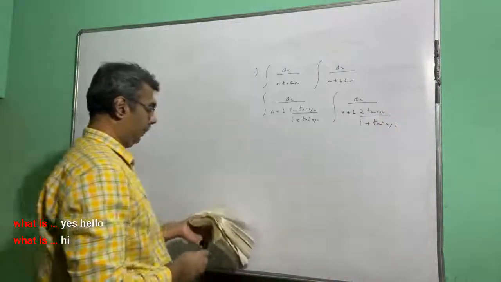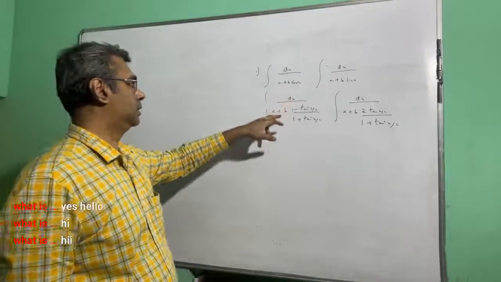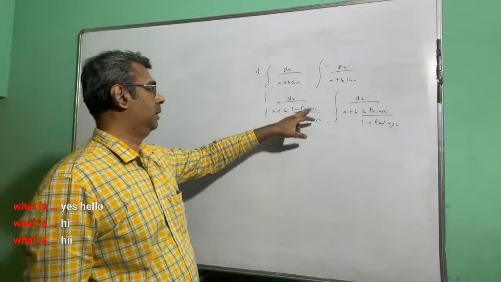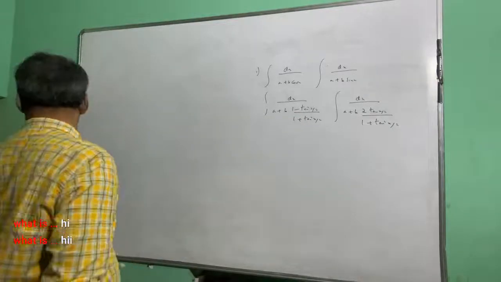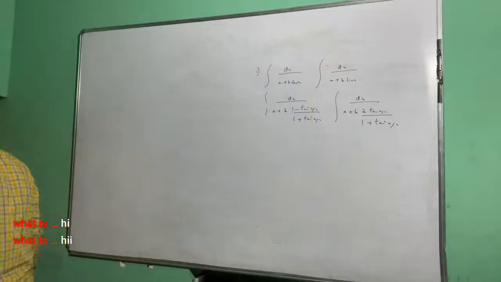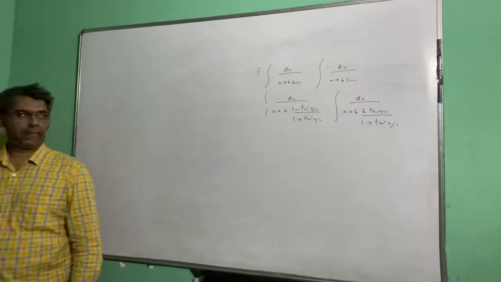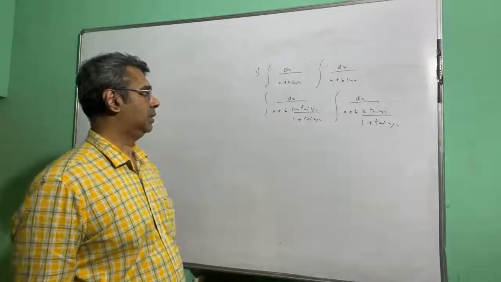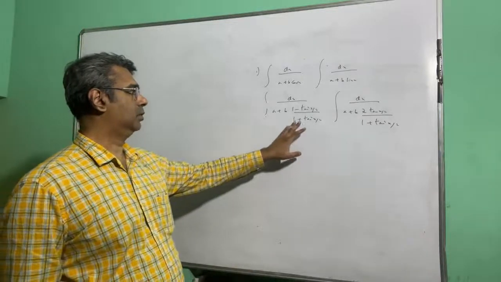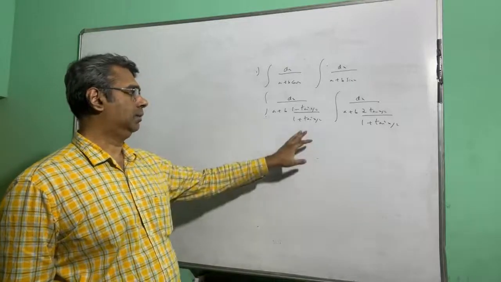Okay, so if you have dx by a plus b cos x, it will be dx by a plus b into (1 minus tan square x by 2) by (1 plus tan square x by 2), which is dx by a plus b into 2 tan x by 2 by 1 plus tan square x by 2. So you will have to do this type of sums by putting tan x by 2 equal to y.